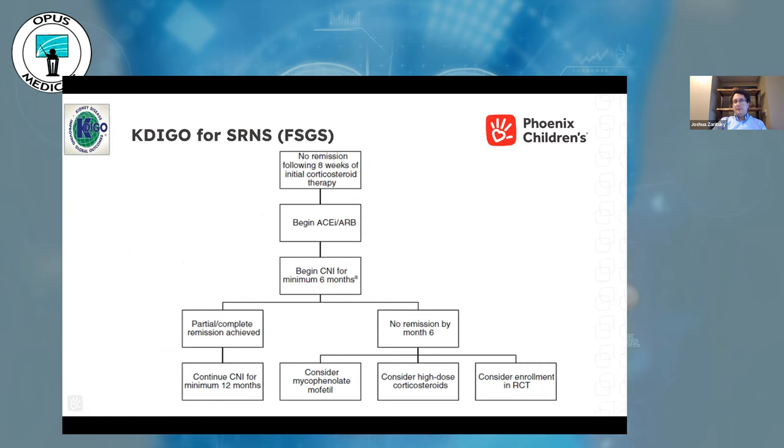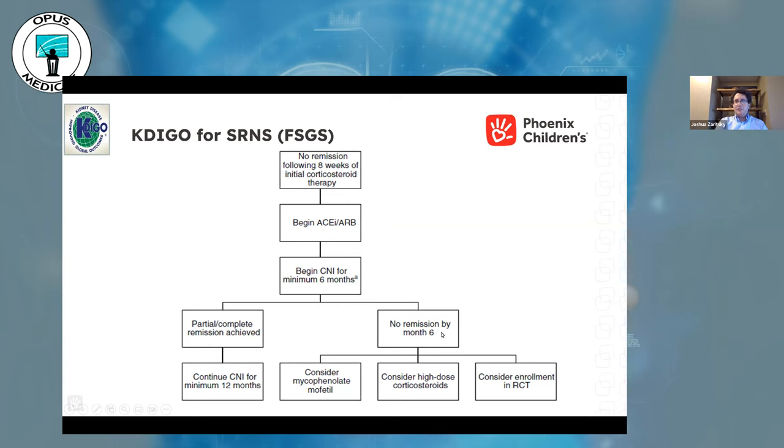Here is sort of our Bible for treating steroid-resistant nephrotic syndrome, which FSGS is part of. And you'll see that most patients are placed on corticosteroid therapy. They'll be put on supportive care with an ACE or an ARB. And if that doesn't work, they'll be on a calcineurin inhibitor, either cyclosporine or tacrolimus. In practice in pediatrics, roughly about 50% of patients will go on to this group.